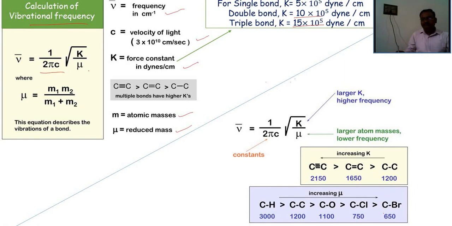Looking at the carbon-carbon single bond, double bond and triple bond, the k value increases. For the single bond, we get 1200. For the double bond, 1650. For the triple bond, 2150. The frequency increases with the k value. For C-H, 3000. Carbon-carbon single bond, 1200. Carbon-oxygen, 1100. Carbon-chlorine, 750. Carbon-bromine, 650.